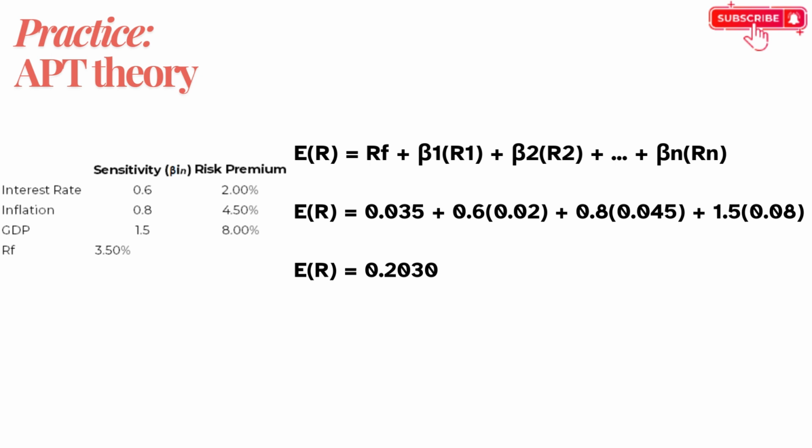So let's apply the formula. It's the expected rate of return is equal to the risk-free rate plus the sensitivity times the risk premium of each factor. Basically, it's a weighted average of the risk premium based on the sensitivity. Once again, we plug in all our numbers and we get an expected rate of return of 20.30%.